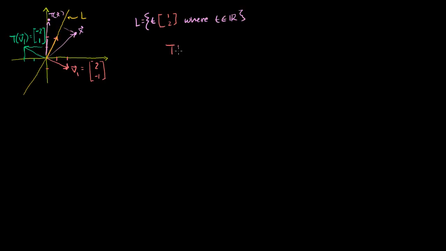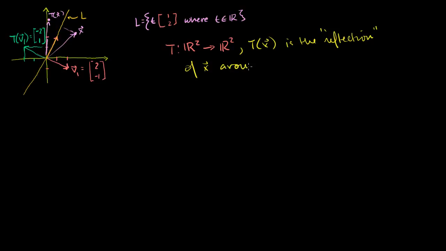So I know I want to define this transformation from R2 to R2. That is a reflection. So the transformation of some vector x is the reflection of x around line L, however you want to describe it.